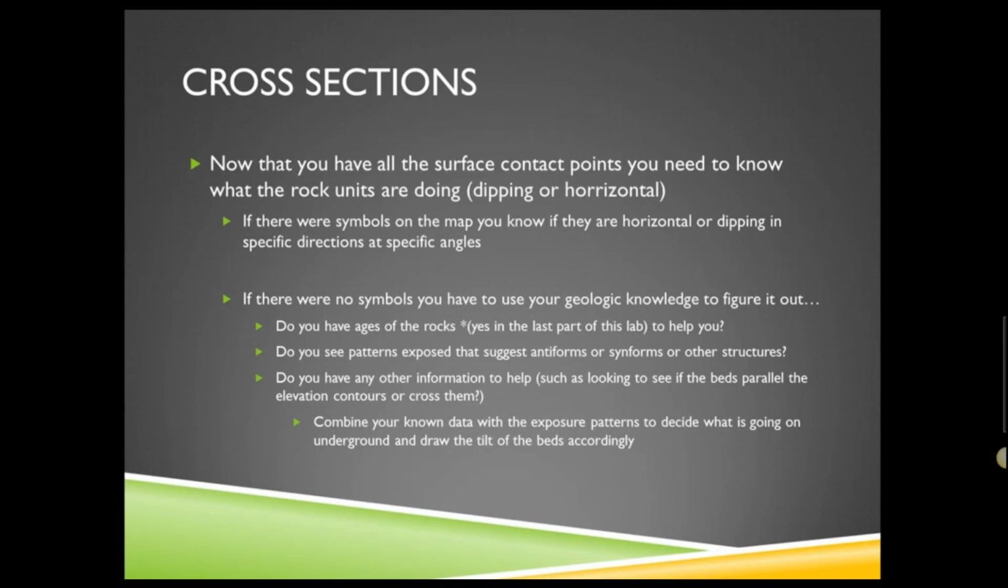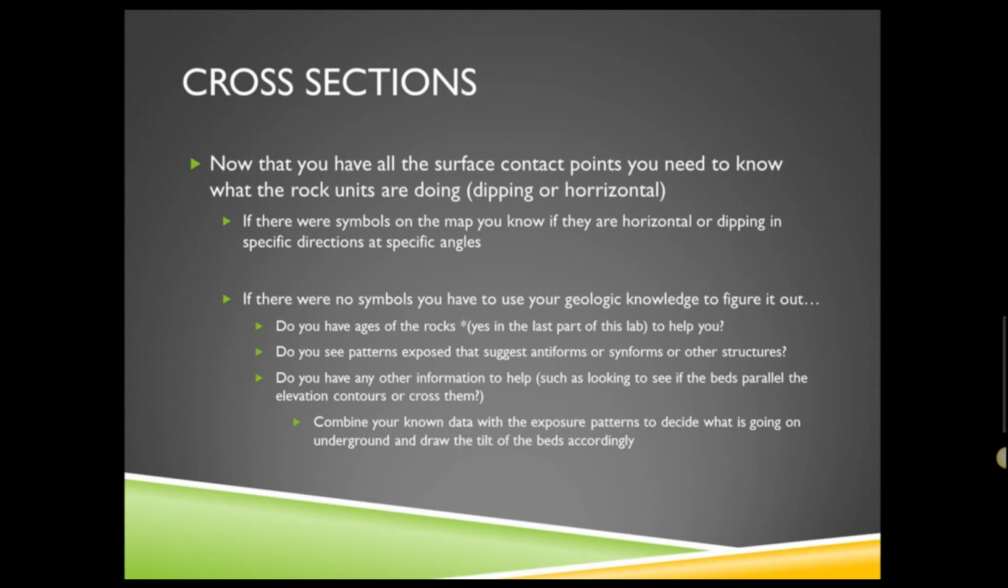Maybe you've got a well that was logged that tells you some about the layers going down right there where the well is. Combine any data that you have to figure out which direction the beds are dipping, roughly what angle they might be dipping at, and then draw your cross section from there.